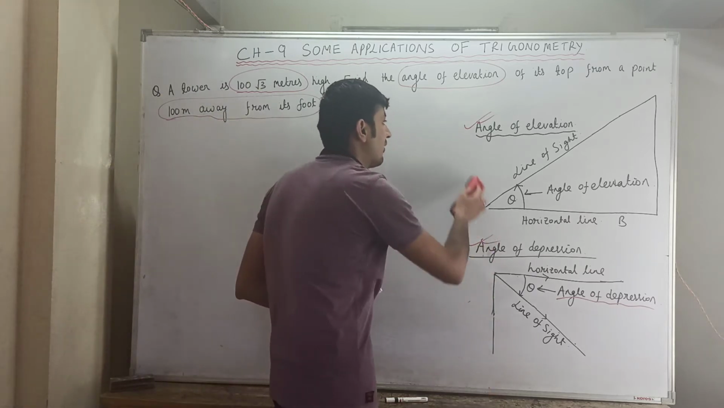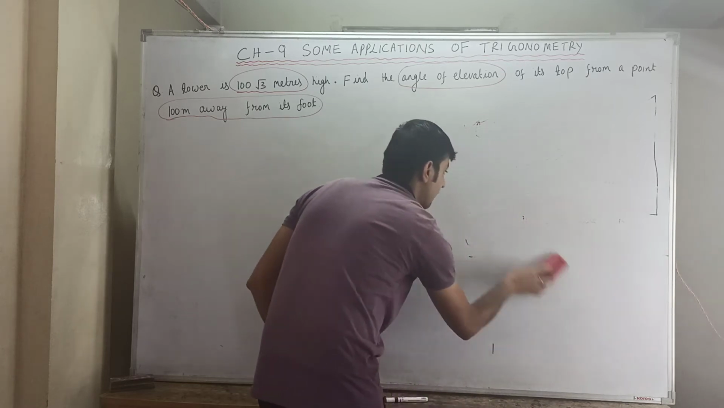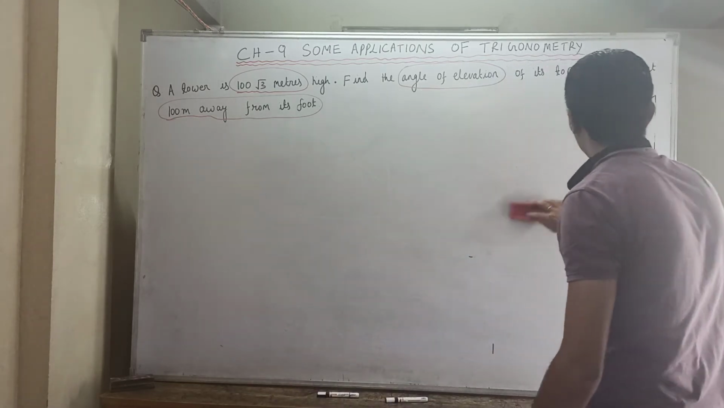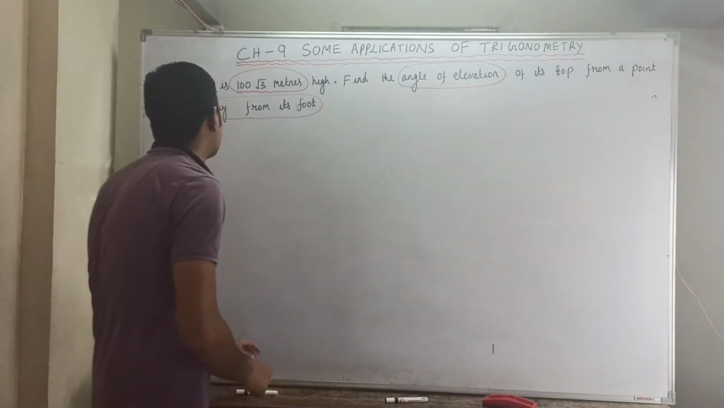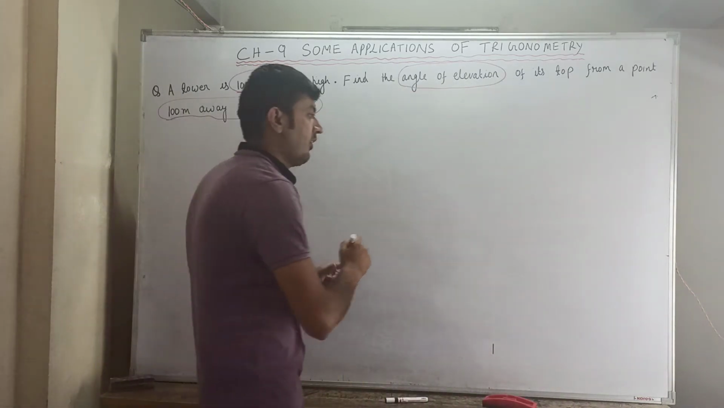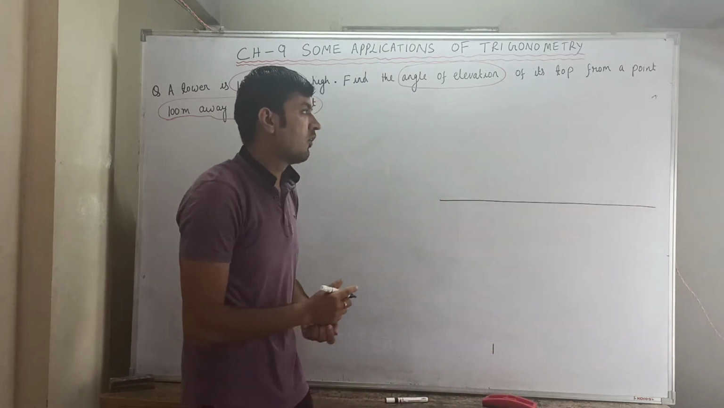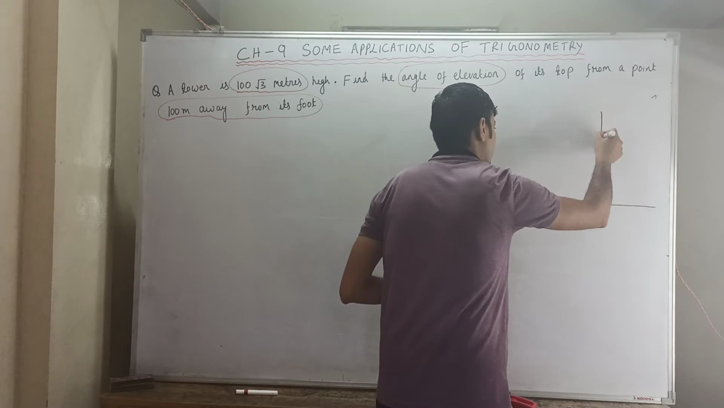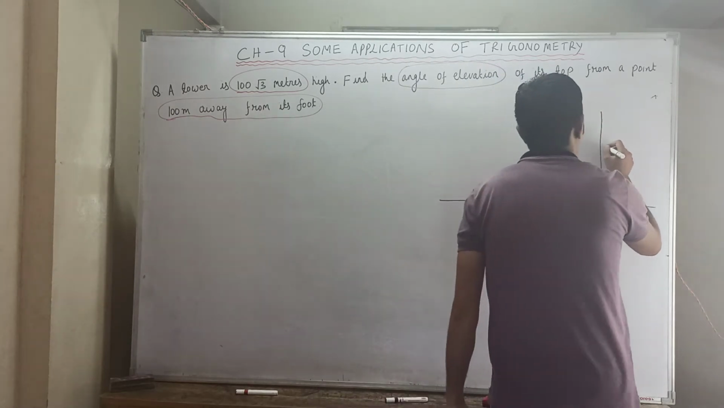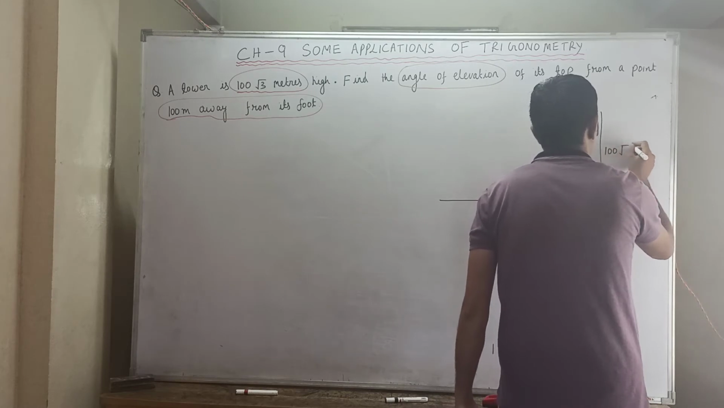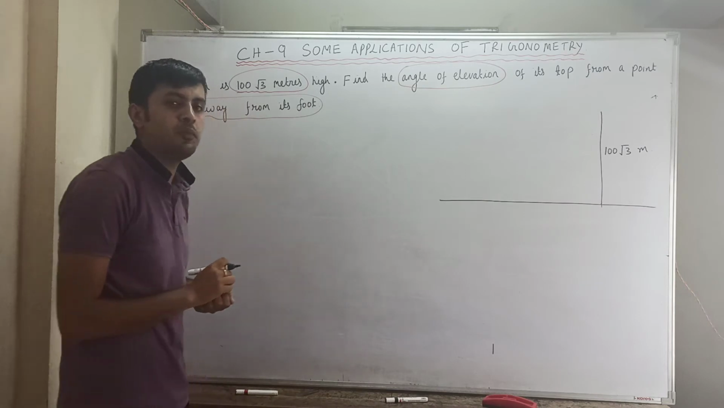So let us see how to draw the figure for this. Your aim is to calculate the angle of elevation. So let us draw the figure. One tower is there. Suppose this is the ground. This is your tower. The height of the tower is how much? It is 100√3 meter.